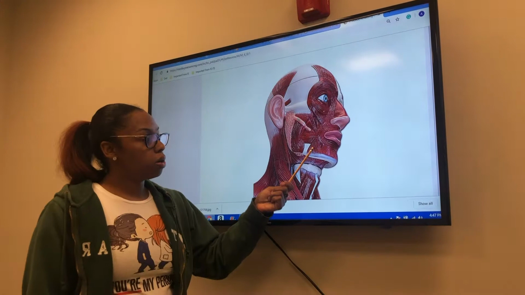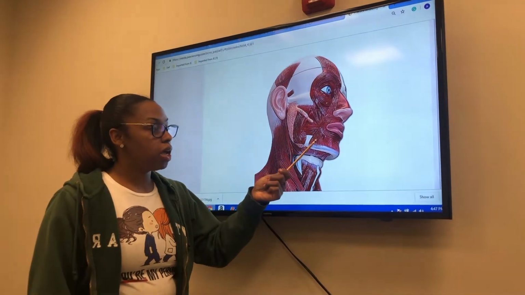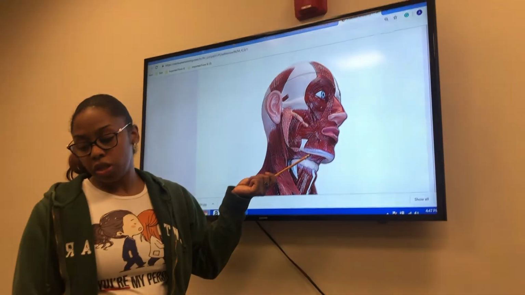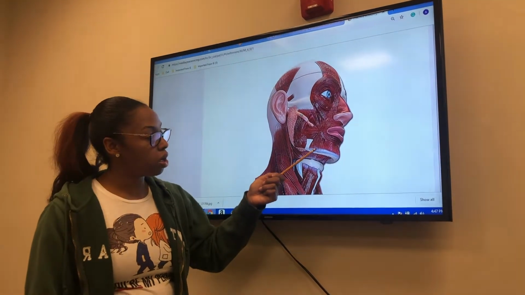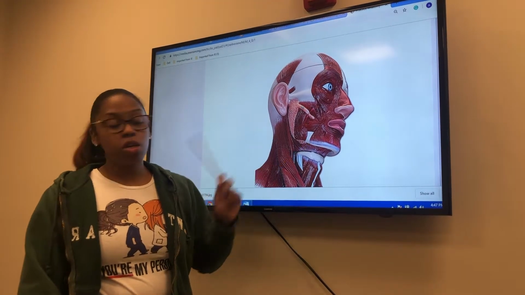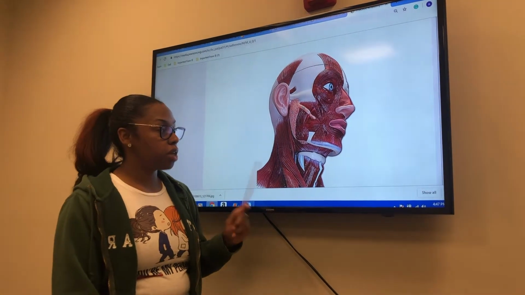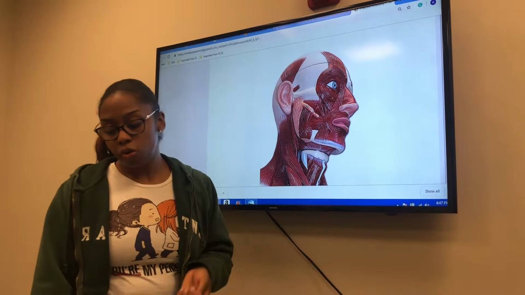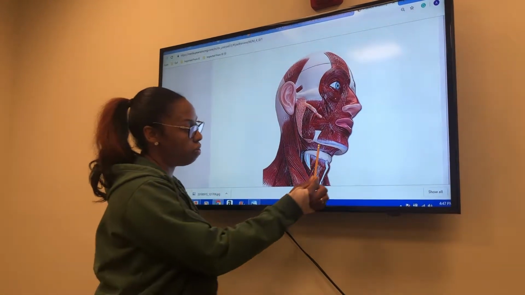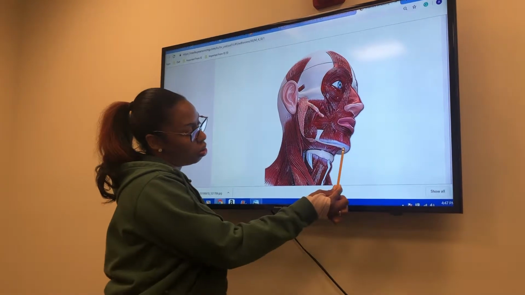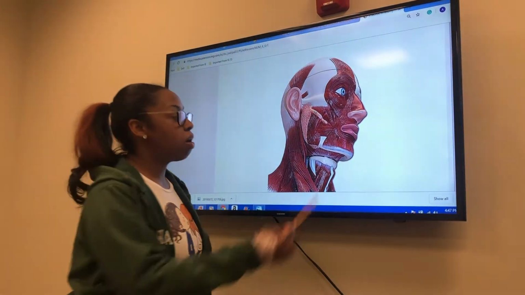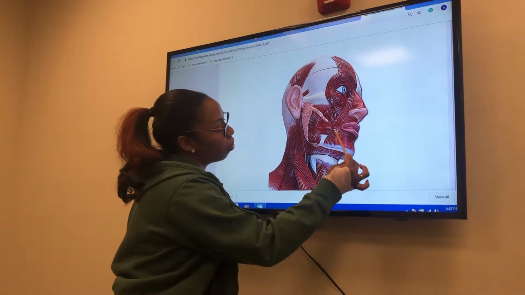This muscle here is the depressor anguli oris, which has an action of pulling the lip also as well. And it has a nerve, facial nerve, as its innervation. Its origin is the outer surface of the mandible here. Its insertion is the modiolus angle, so right in here.